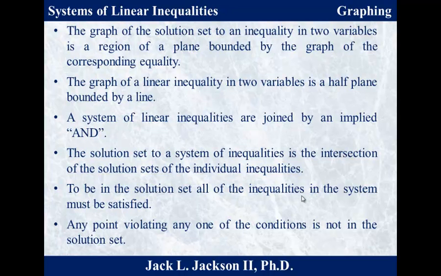If it has or equal to included in the inequality, if it's a less than or equal to or greater than or equal to, then you'll have a solid boundary line, or in general a solid boundary curve. Whereas if it's a strict inequality, a less than or greater than, then you'll have a dotted boundary curve. We've already seen examples of this.